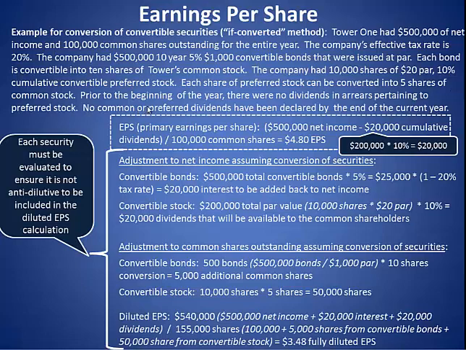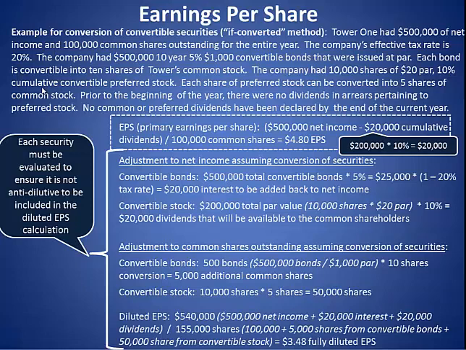Prior to the beginning of the year, there were no dividends in arrears pertaining to the preferred stock. No common or preferred dividends have been declared by the end of the current year. So we know there are no common dividends declared. We do know, though, that our preferred shareholders are cumulative, so the company will have a liability in terms of paying the dividends on those preferred shares.